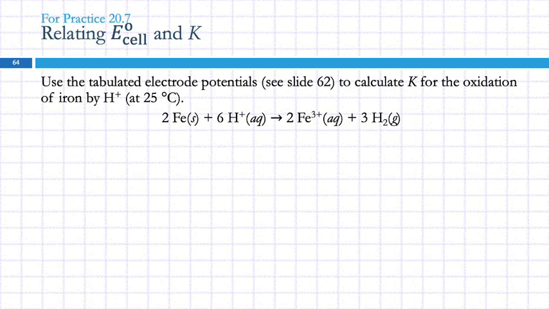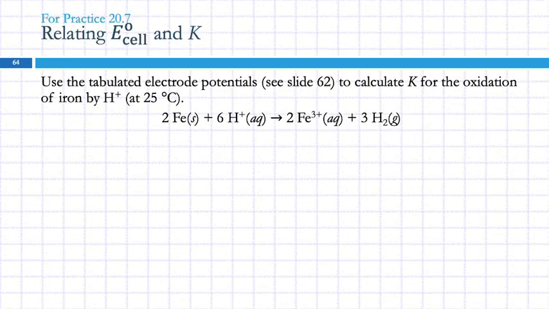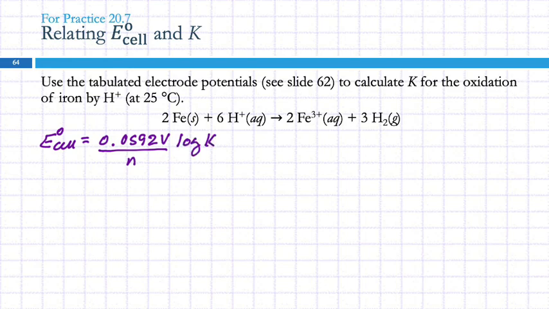Okay, so we need to identify our half reactions to get the standard cell potential, but then also let's remind ourselves of what the equation is. Standard cell potential equals 0.0592 volts over N, base 10 log of K. And so we can solve for K if we know what the cell potential is.